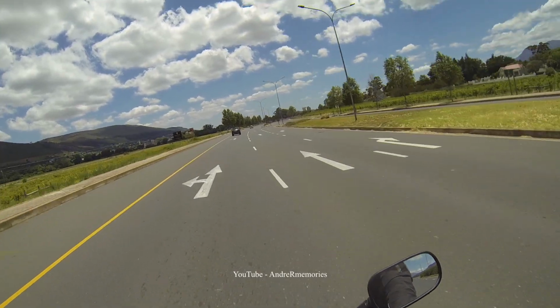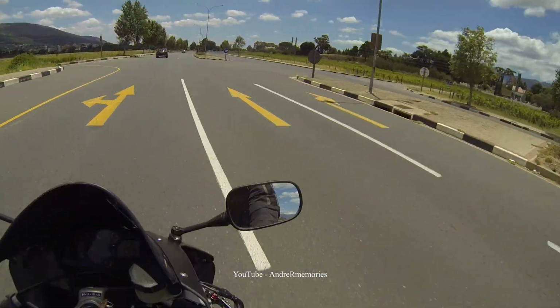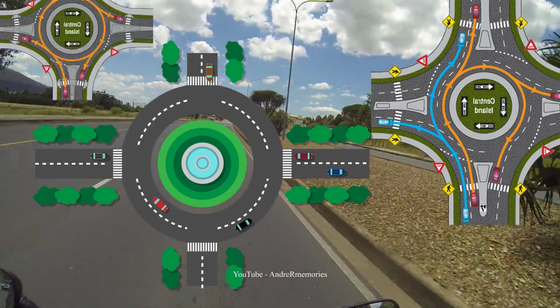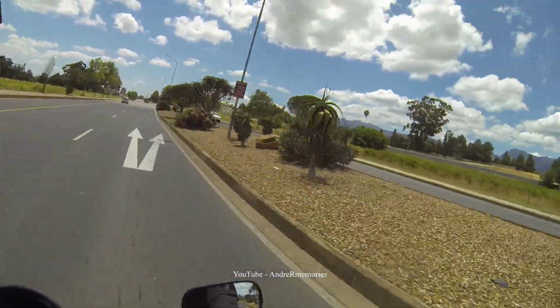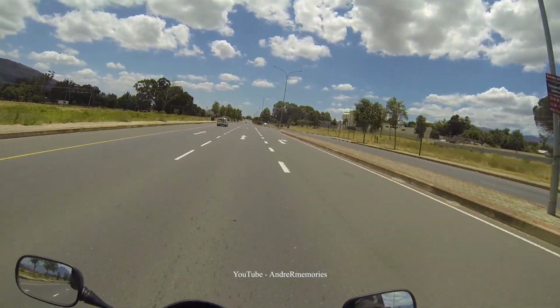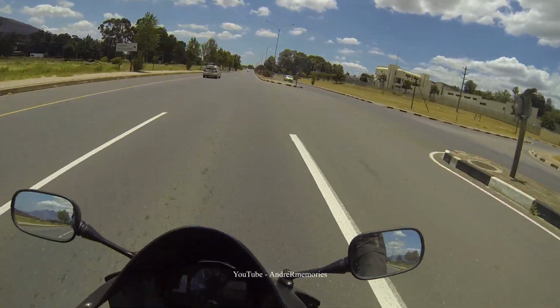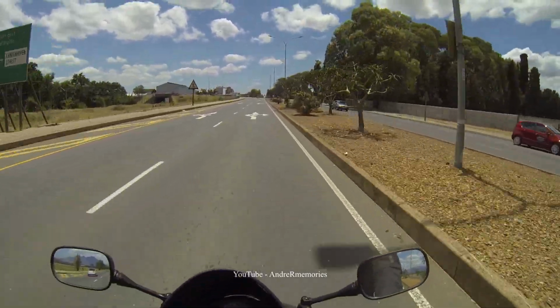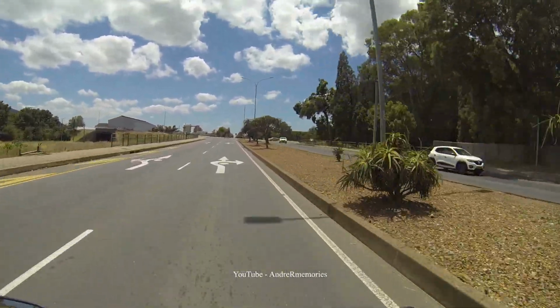I've got a highly demanded video because it looks like people can't drive traffic circles. So if you're one of them, please watch this video and maybe also share the video with others so that they can learn how to drive a traffic circle. Normally your road markings will be indicated on the road in front, as you can see here.